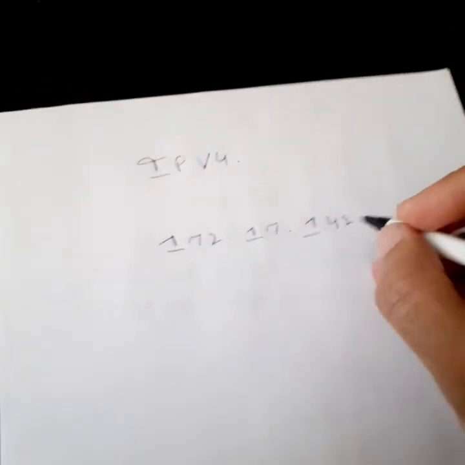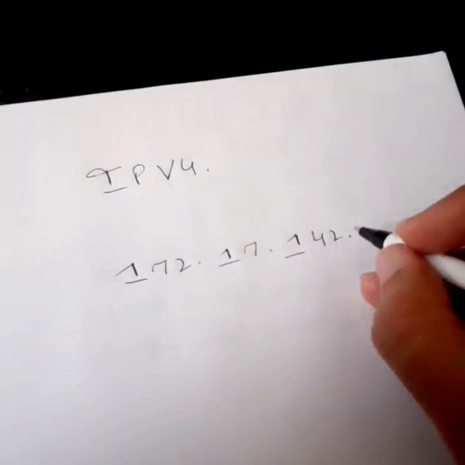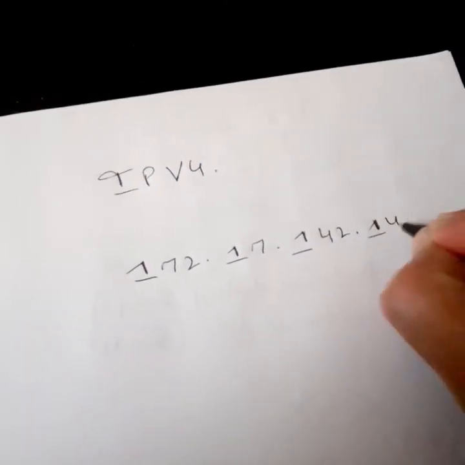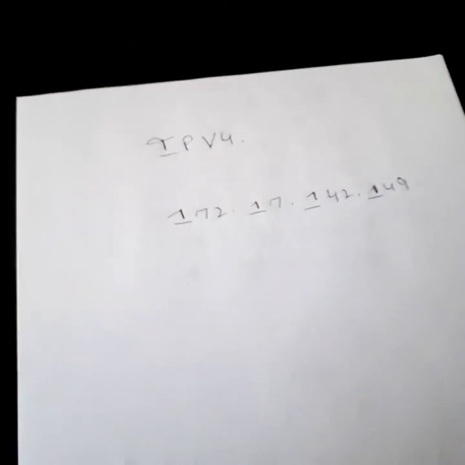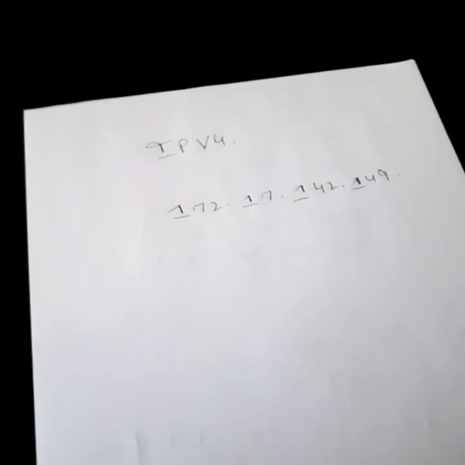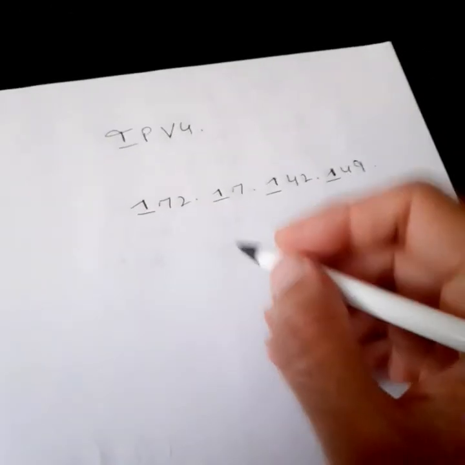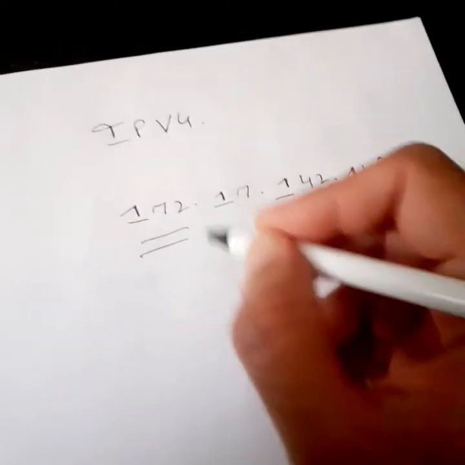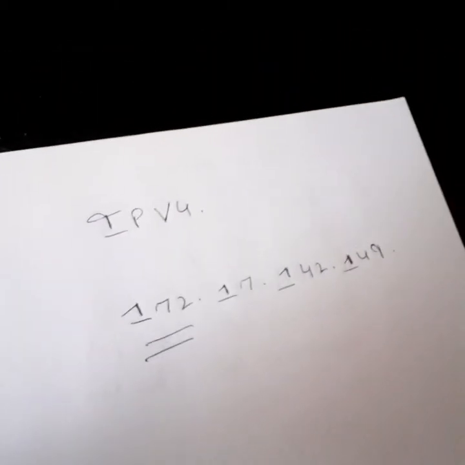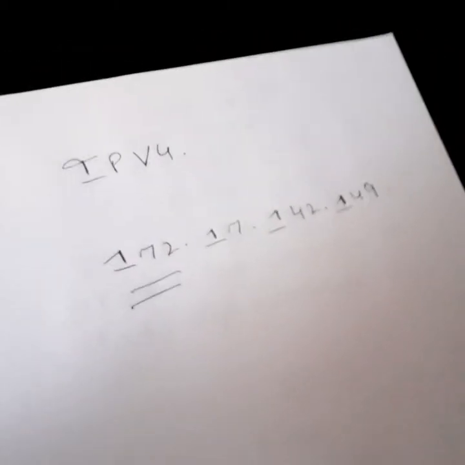Right, so 172.17.142.149. Anyone knows what it is? Now everyone should know it from the previous video. Yes, thank you so much. That's a class B IP address. So what are we going to do with it?